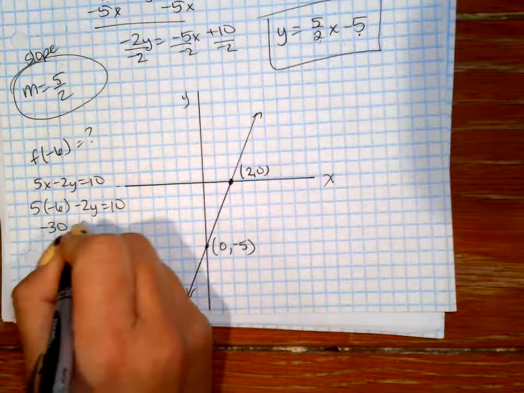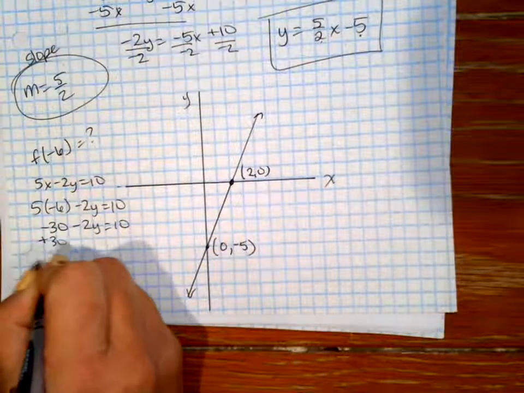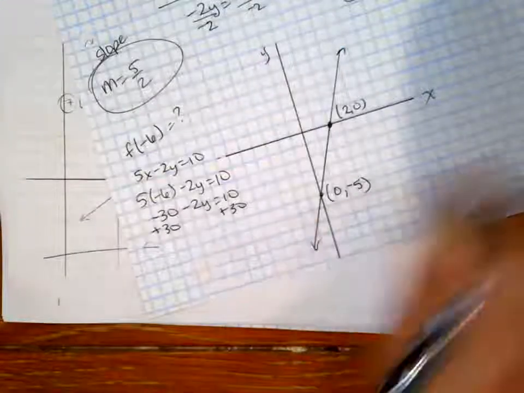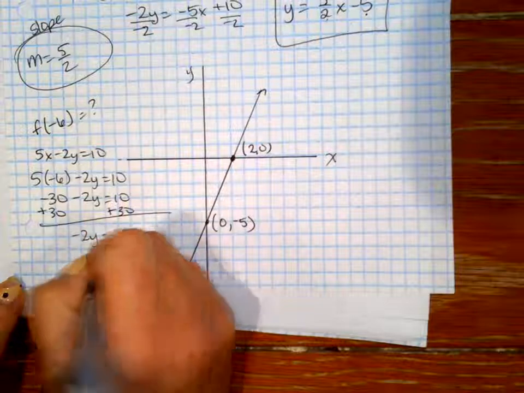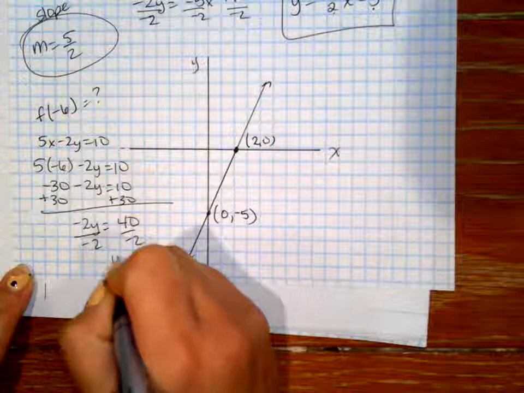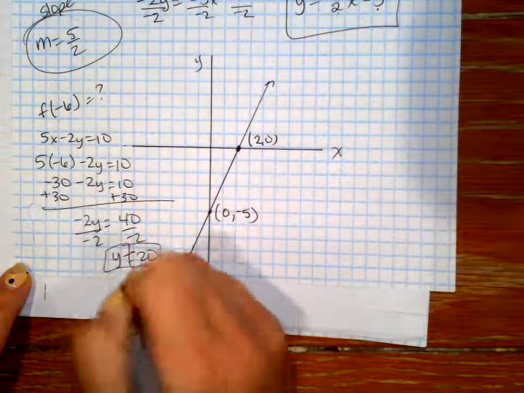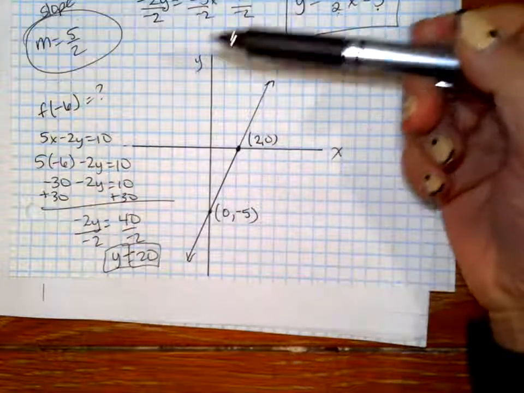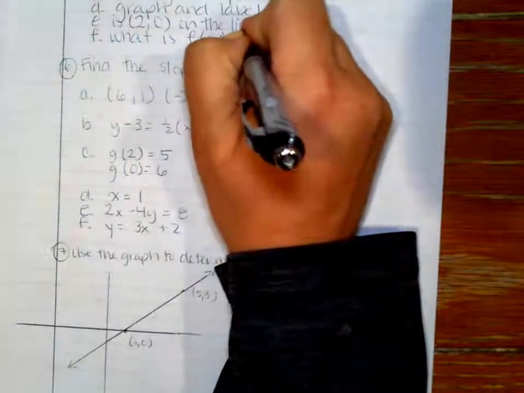I'm just solving an equation. Negative 30 minus 2y equals 10. Add 30 to both sides. Negative 2y equals 40. Divide both sides by negative 2. Y is equal to negative 20. Okay? Y is equal to negative 20. My answer makes sense. It's negative. It needs to be down here. F of negative 6 is equal to negative 20. All right? That's what that's asking.